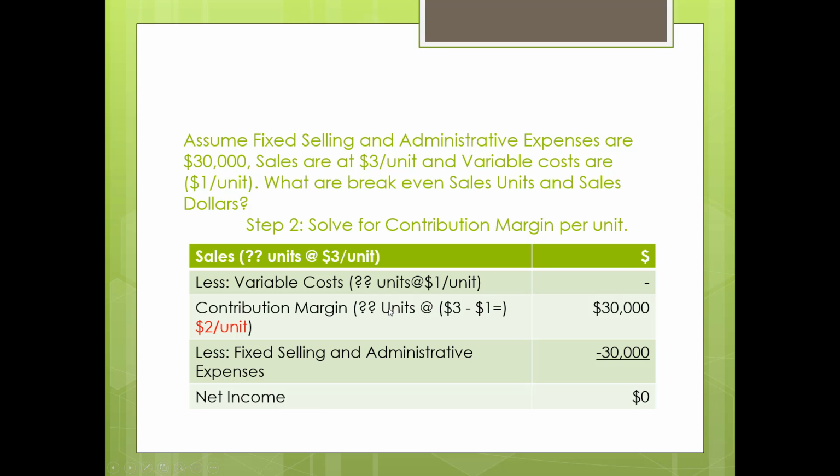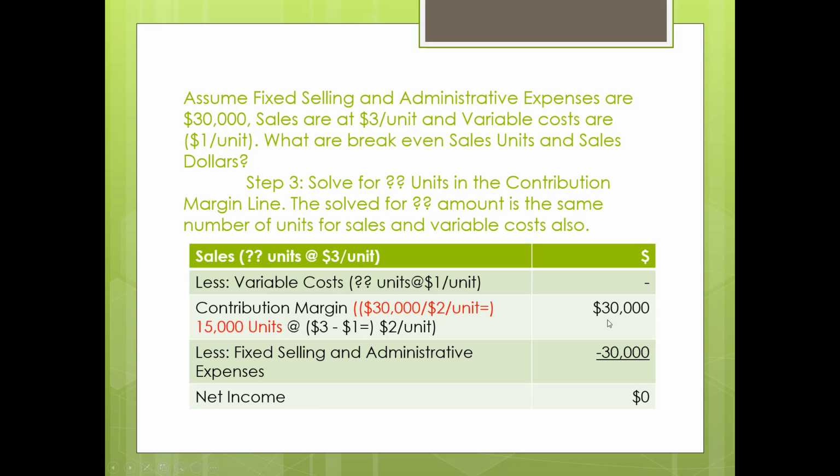So some number of units, don't know how many, but it's the same here as it is in variable costs as it is in sales, times $2 per unit is $30,000. Well, I must have sold 15,000 units then. And if I sold 15,000 units, if I have 15,000 units of contribution margin, that's the same in variable costs and that's the same in sales. So if I want to know break-even sales in units, it's 15,000, I'm done.